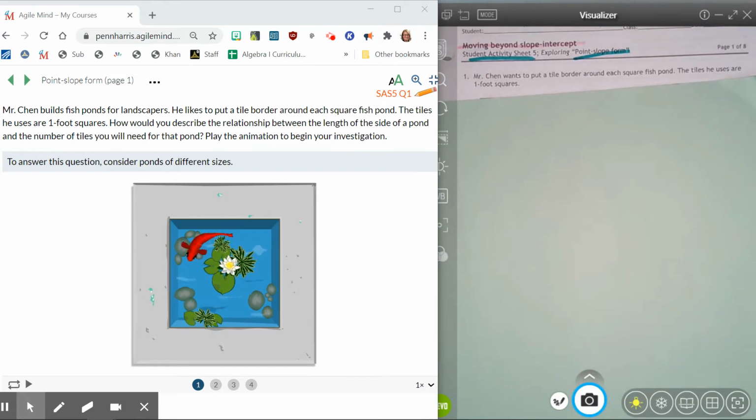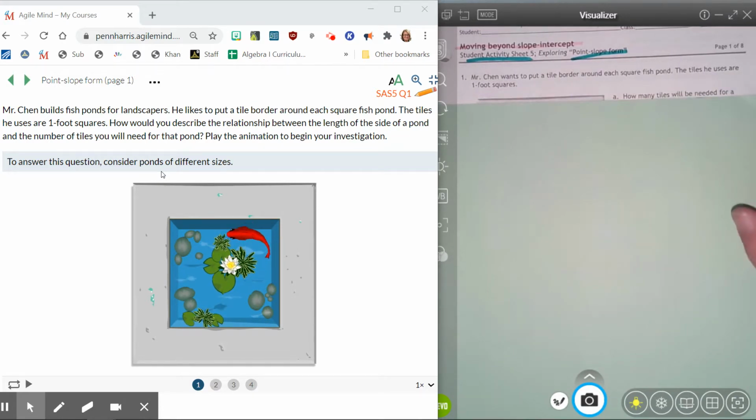All right, so let's look at this situation here. You guys remember Mr. Chen, the landscaping company. This was back from, I think, topic 2. Anyways, we had these koi fish ponds here, using the 1 foot square tiles. So with this one, we want to know if we were going to use the 1 foot square tiles around this pond, how many tiles would be needed?